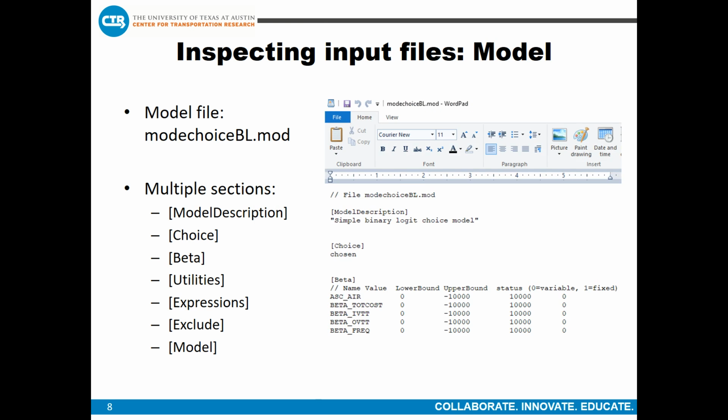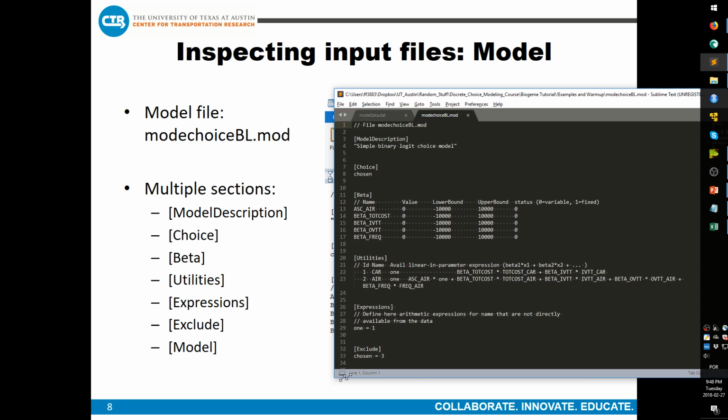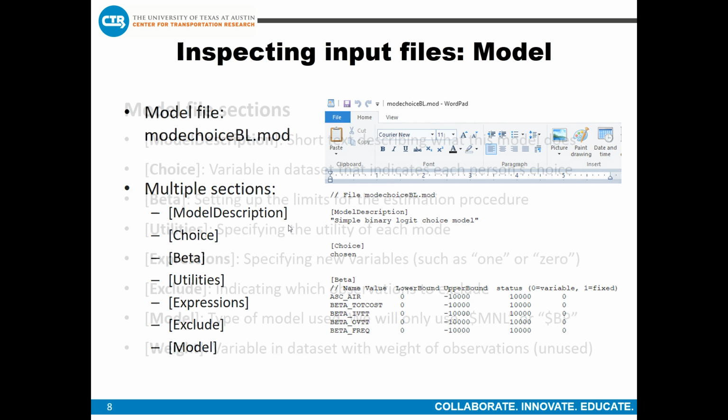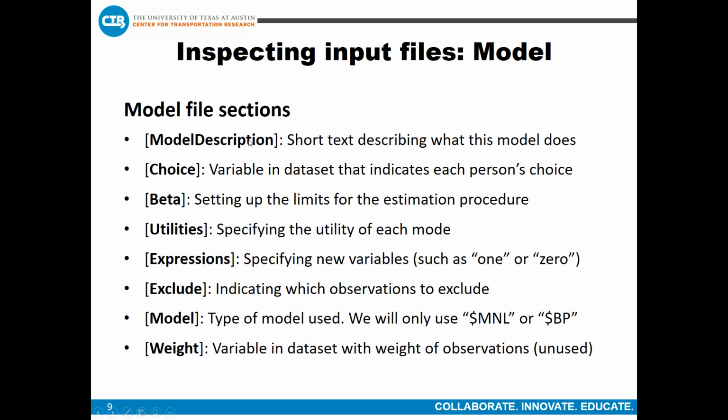So this is what our model file looks like. It has a few sections. These sections are divided by square brackets, with a certain keyword in the square brackets. I'm going to talk a little bit about each one of these sections in more detail in this next slide. So first of all, we have model description.